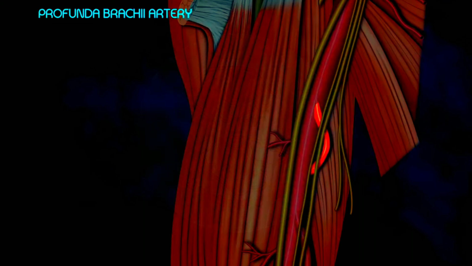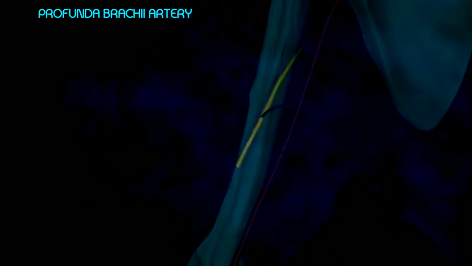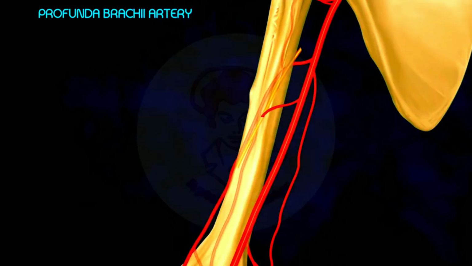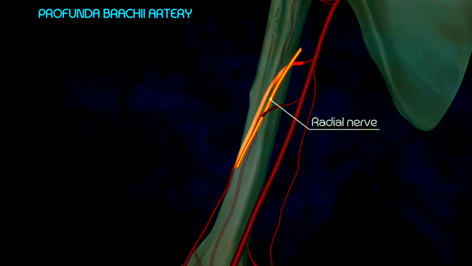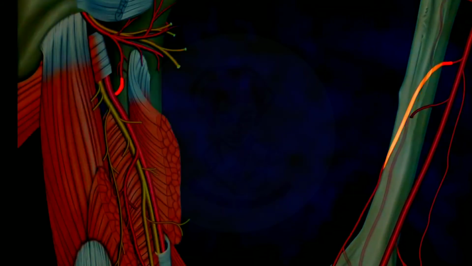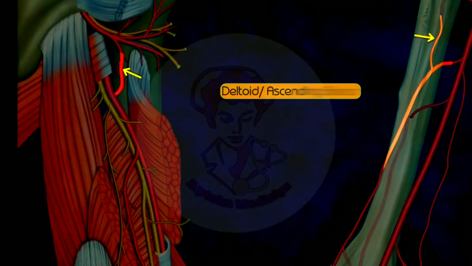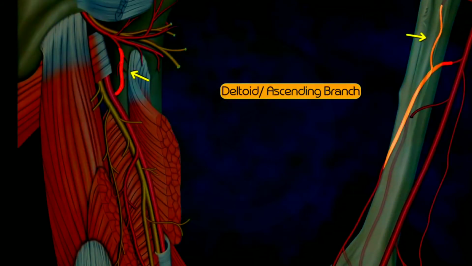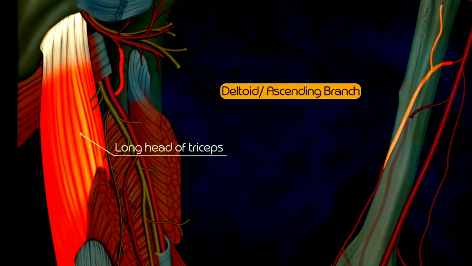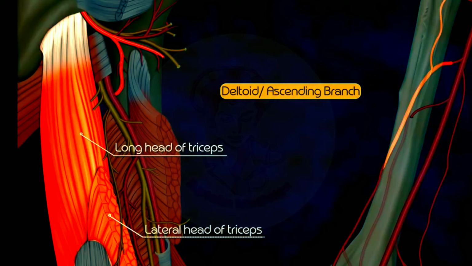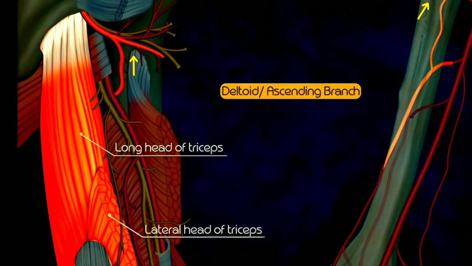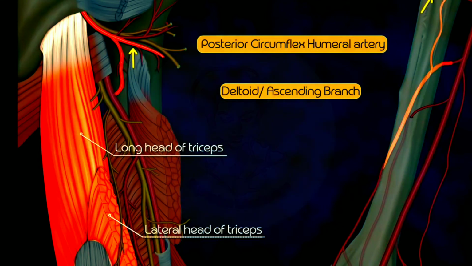Profunda brachii artery. It arises from the brachial artery posteriorly, below the border of the teres major muscle. It leaves the triangular space along with the radial nerve and passes down along the radial groove. It then divides into deltoid branch or ascending branch, which ascends between the long head of triceps and lateral head of triceps, and then it anastomoses with the posterior circumflex artery.